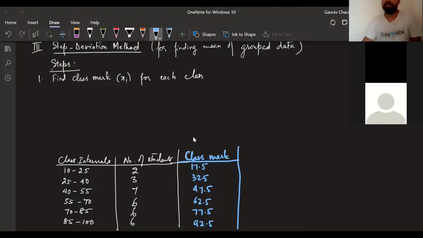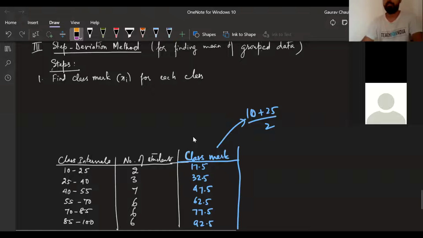Okay, you've already found the class marks. In a new question, you might have to find them again, so you will have to find them again. So how do we find the class mark? I hope that's all clear for everyone. Upper class limit plus lower class limit by 2. So for the first class, it is 10 plus 25 by 2. It's an average of the upper class limit and lower class limit. Okay, so find class mark for each class.